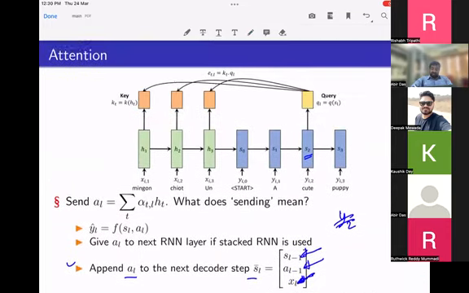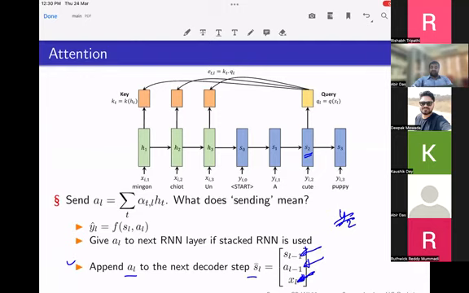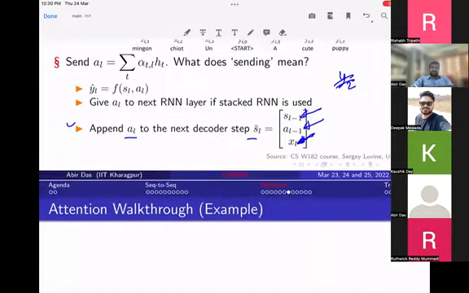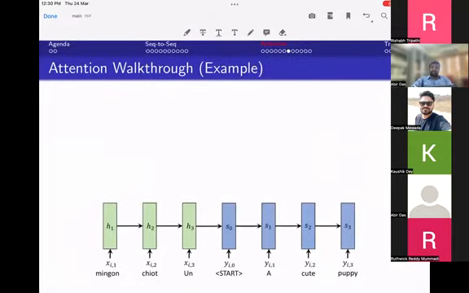I will come to the attention walkthrough. What we have discussed till now is the outline of how attention works, the key and query vectors and what they represent, and then we gave the mathematical formulation. Now we will go through an attention walkthrough example. But before that, I see a raised hand for a long time. I'm asking Rishabh to ask your question.